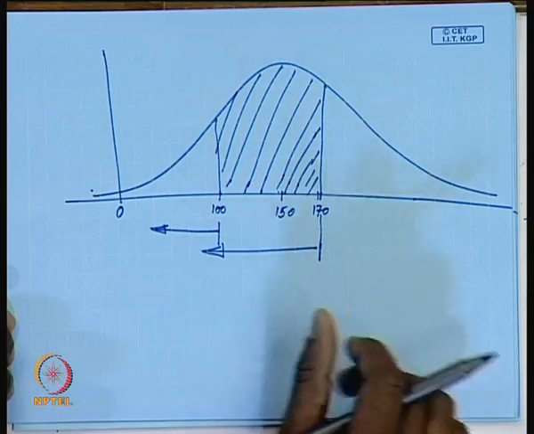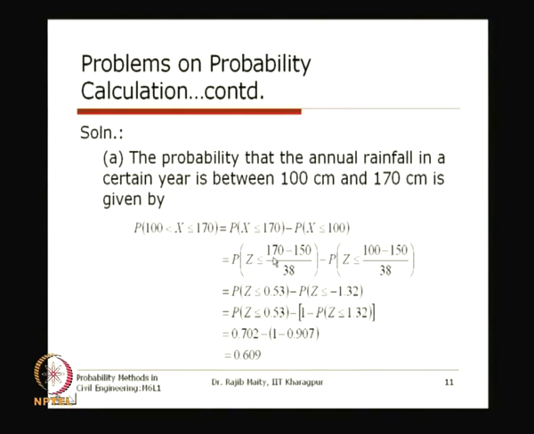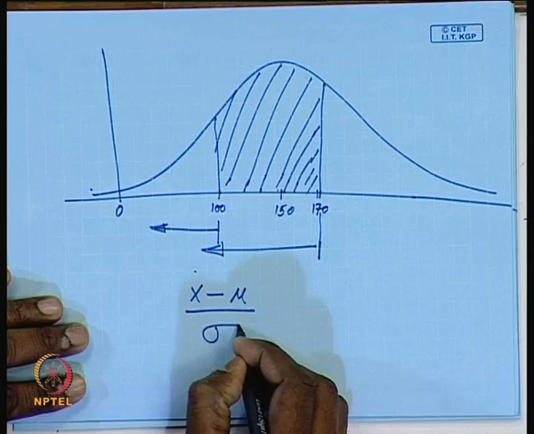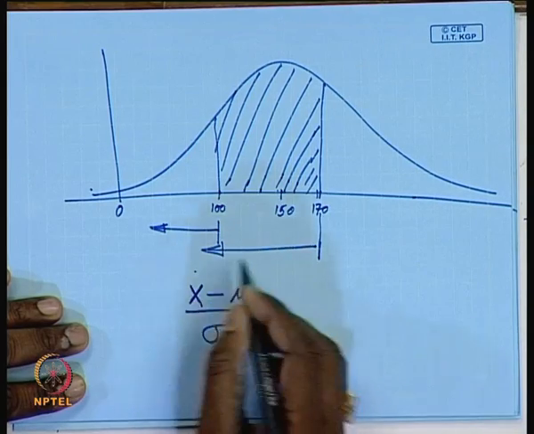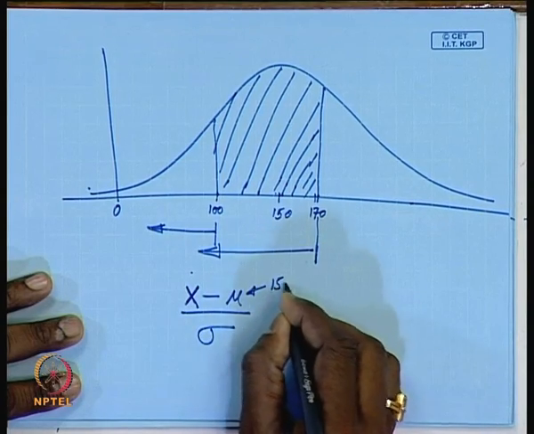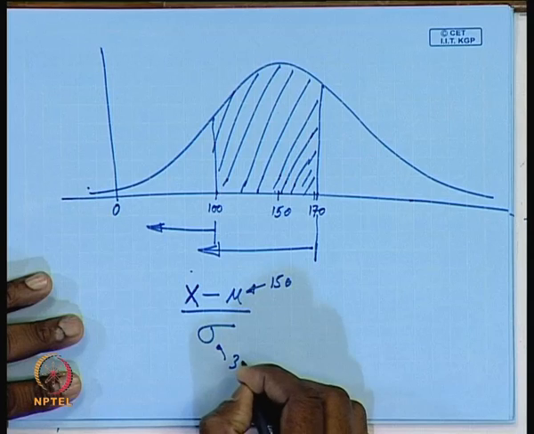We know what the conversion should be to declare that the new random variable will have mean 0 and standard deviation 1. That conversion is nothing but x, that specific value, 170, minus the mean, which is 150 here, divided by the standard deviation. That is x minus mu divided by sigma. Here x can be anything of our interest, and mu we have defined to be 150 and sigma is 38.